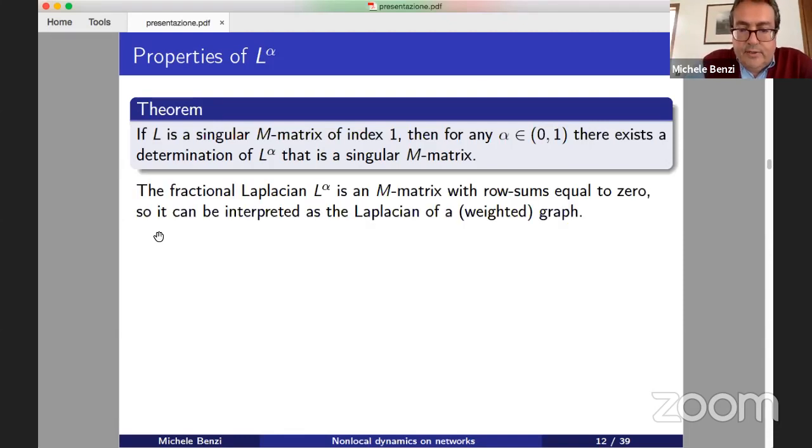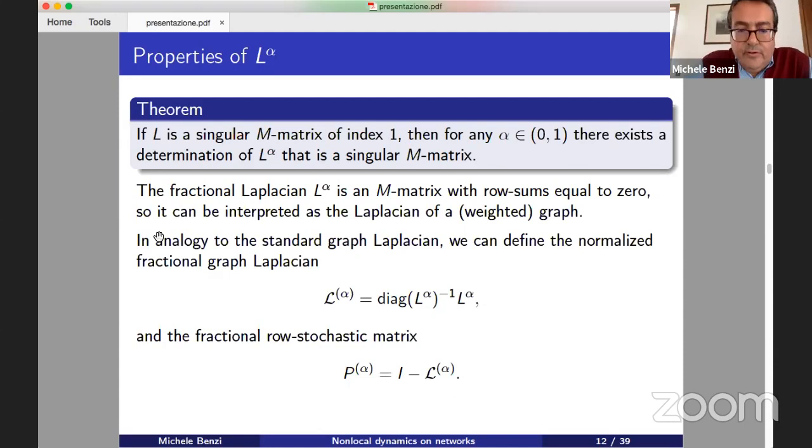Now, this brings to an interesting observation, a very simple but interesting observation. The fractional Laplacian is still a singular M matrix. It still has row sums equal to 0. So it is itself the Laplacian of a graph, of a network. In general, this is not a sparse matrix. In fact, if the graph is strongly connected, the matrix L is irreducible, then the matrix will be full. So it is going to be the Laplacian of a weighted complete graph. So every node is going to be connected to every other node. And the strength of the connection, the weights, are precisely the entries of this matrix L to the power alpha.